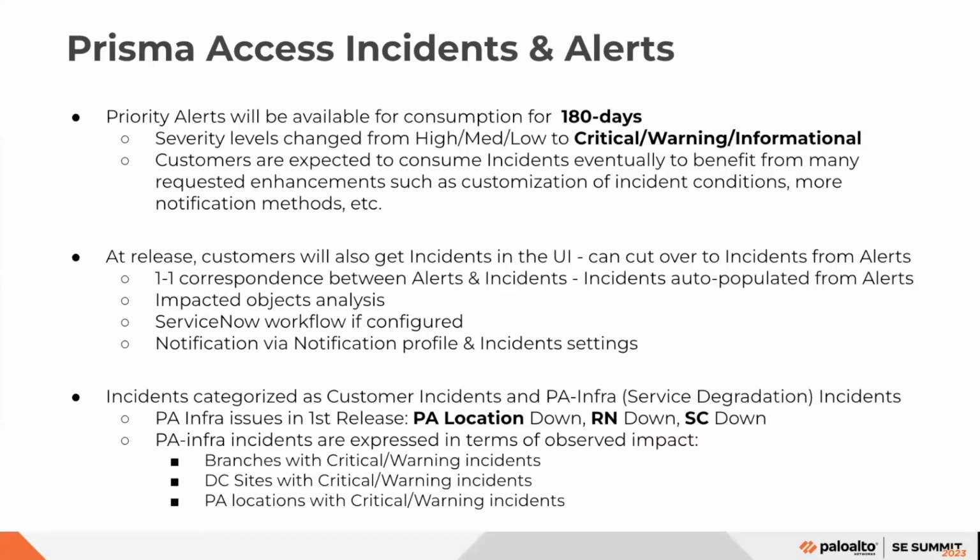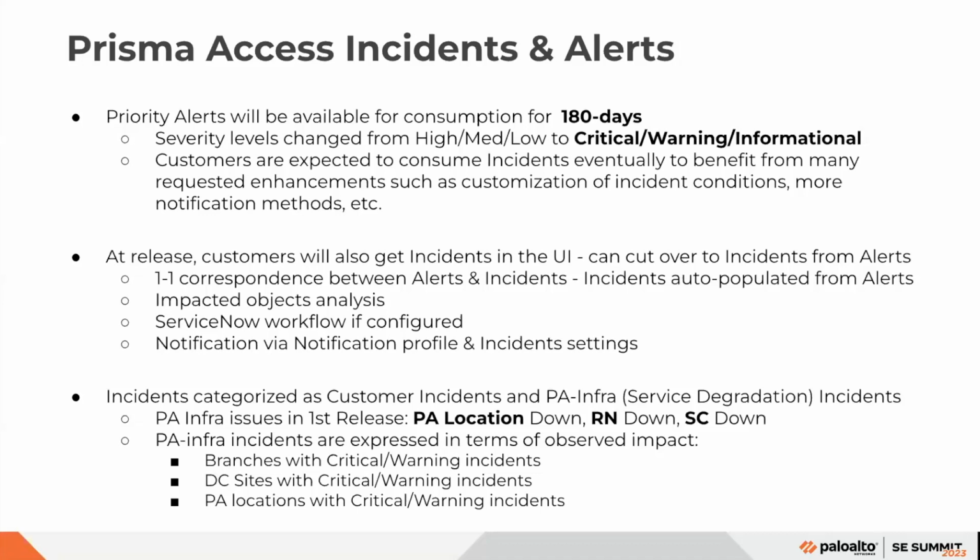So with this new unified monitoring, we are introducing Prisma Access incidents and alerts. There are mainly three different categories: priority alerts, information alerts, and incident alerts. Priority alerts describe the status of your Prisma Access environment, especially if something is not working as expected.